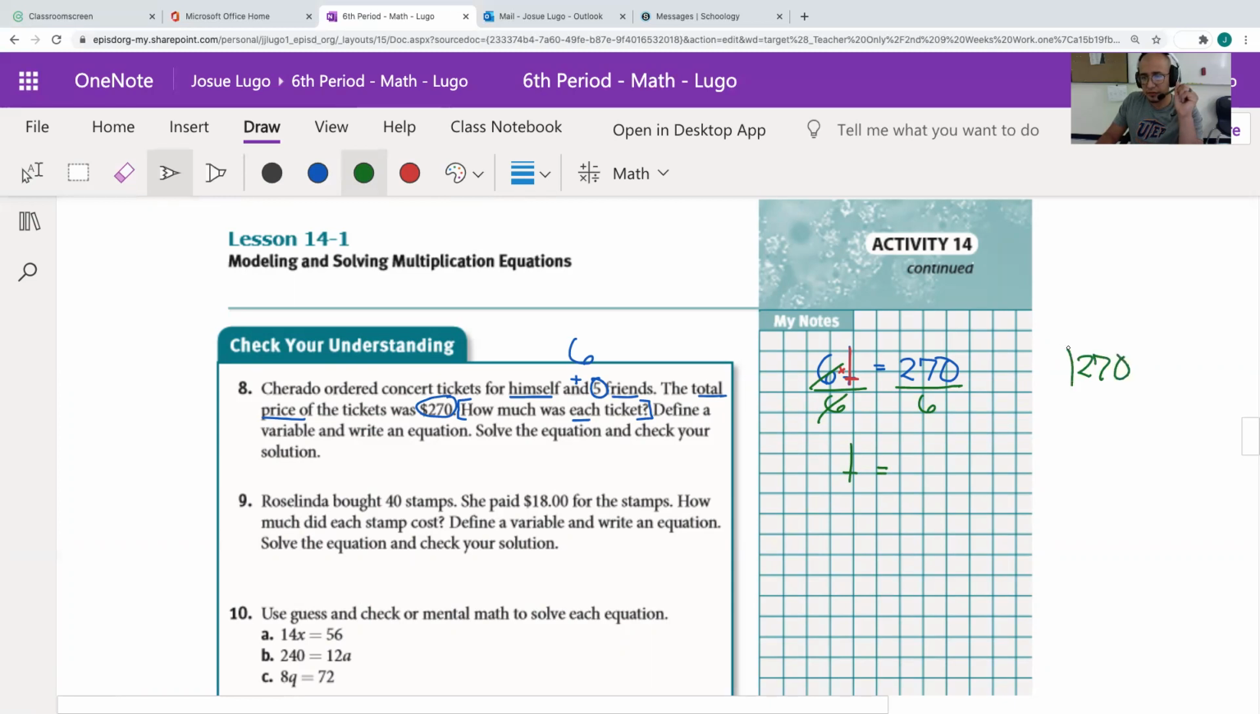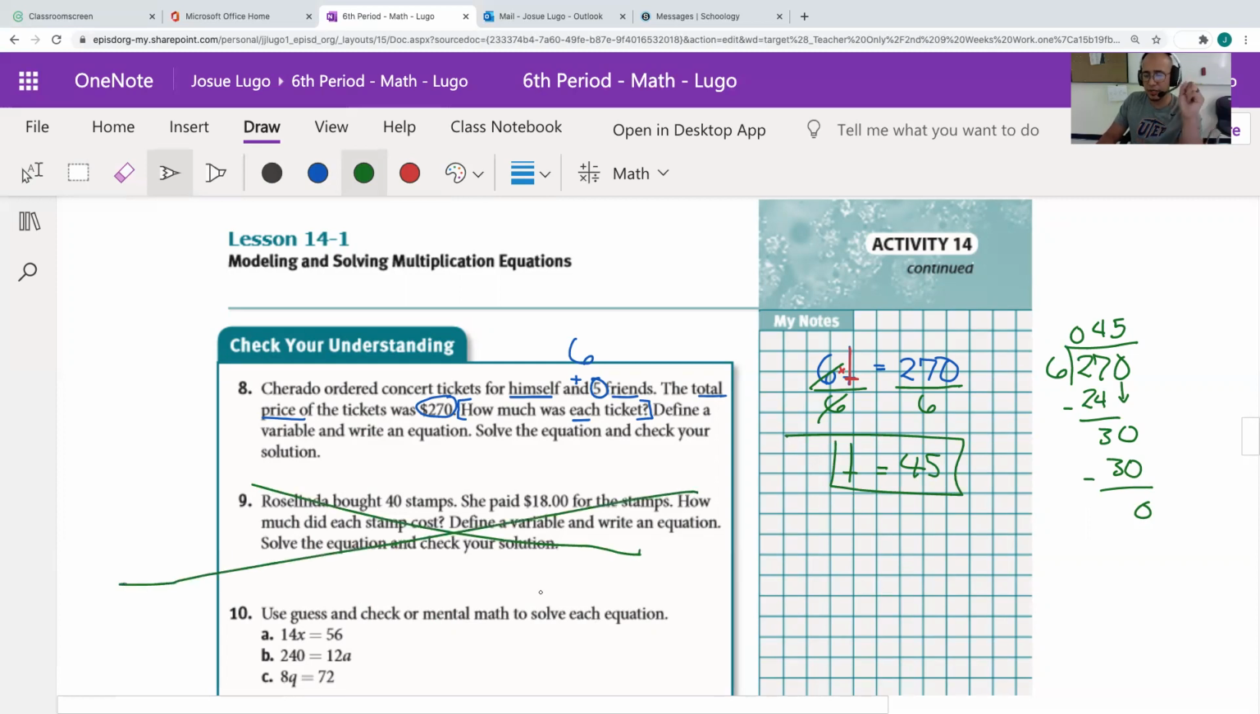270 divided by 6. 6 goes into 2 0 times, but into 27 is 4 times. 6 times 4 is 24. 27 minus 24 is 3. Bring down the 0. 6 goes into 30 exactly 5 times because 6 times 5 is 30. So that means that each ticket would be $45. So the answer to 8 would be 45.